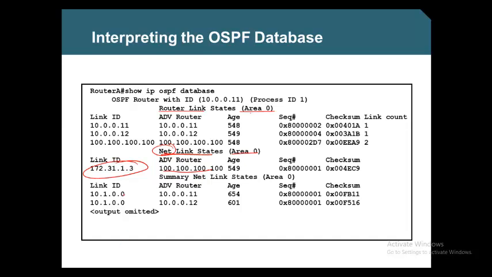Summary LSA is an LSA that comes from another area. This router is in area 0. These routes are not of area 0. These routes are from some other area like 1, 2, 3. Summary LSA.